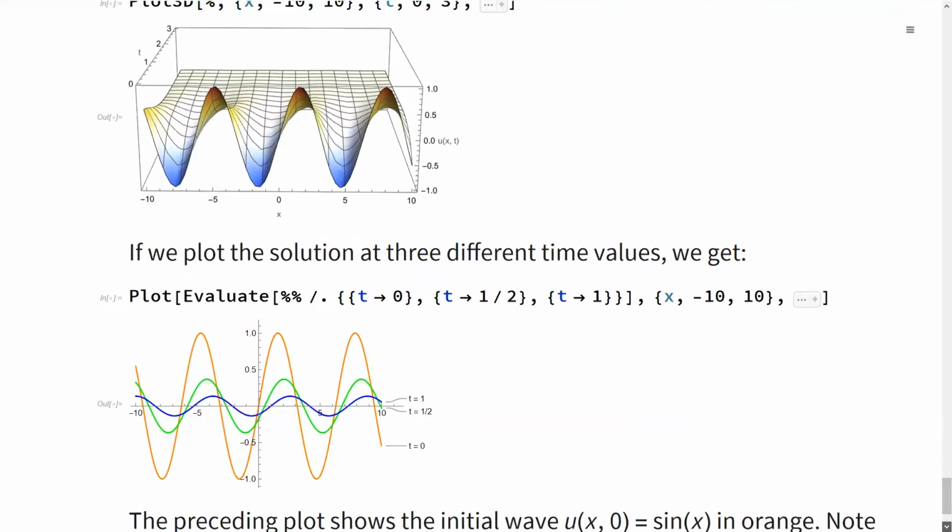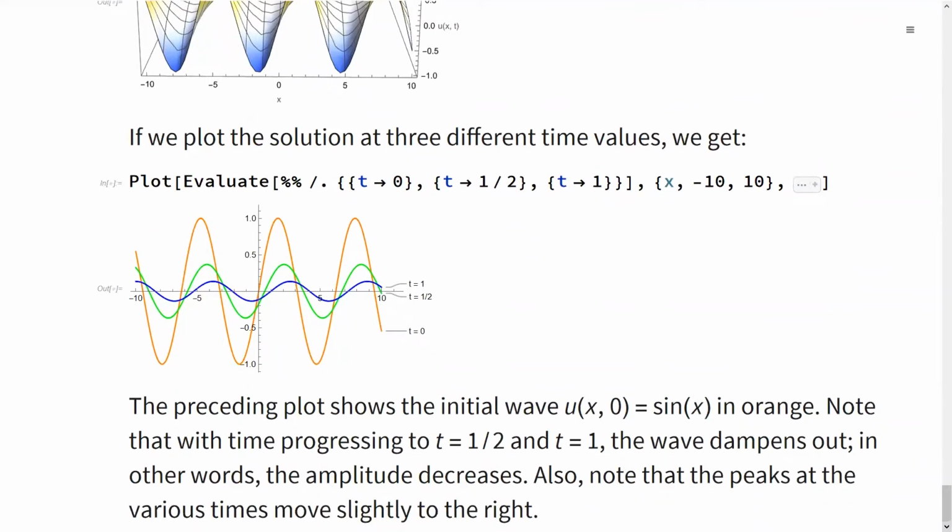And we see that as the time progresses, the wave dampens out. So in other words, the amplitude decreases. So also note that the peaks at the various times move slightly to the right.